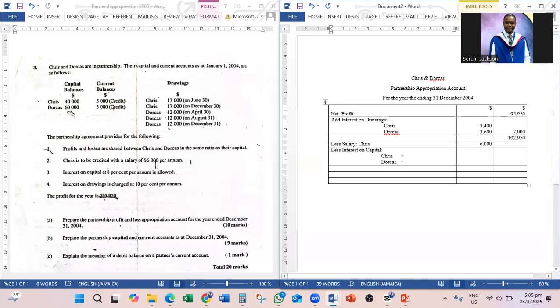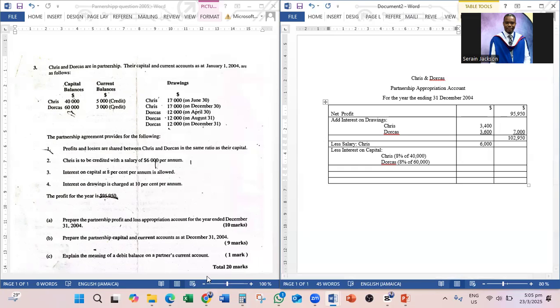All right. Now the interest on capital is charged at 8% per annum. So these are the capital balances there. Chris's capital balance is 40,000, so it's really going to be 8% of $40,000. And for Dorcas, it's going to be 8% of what? $60,000, right?